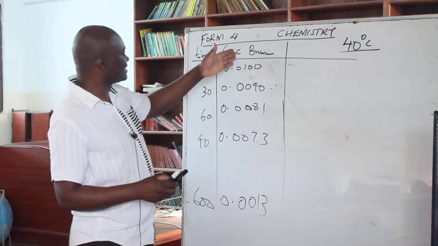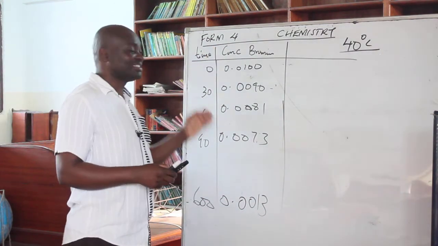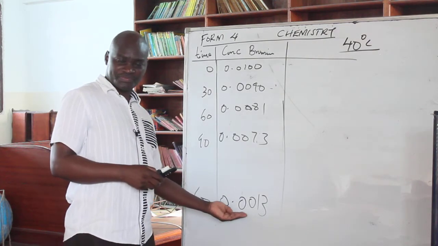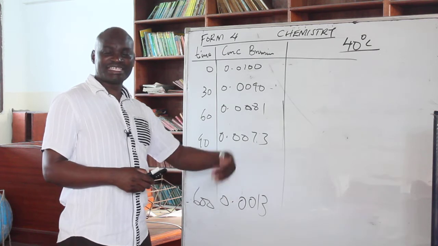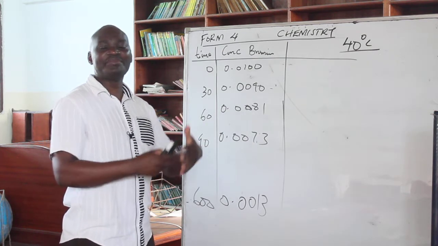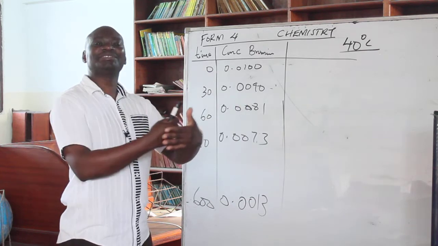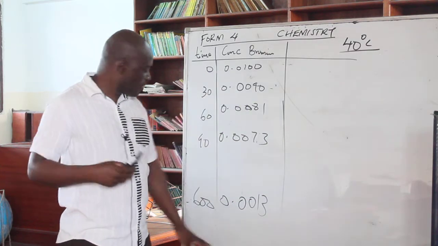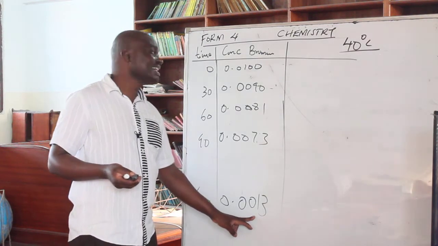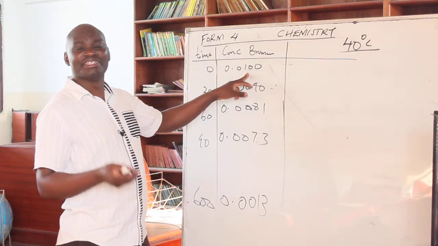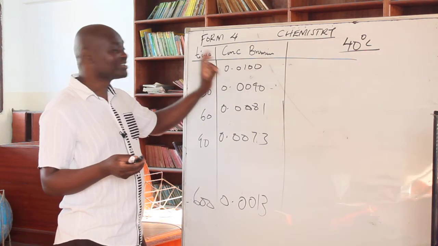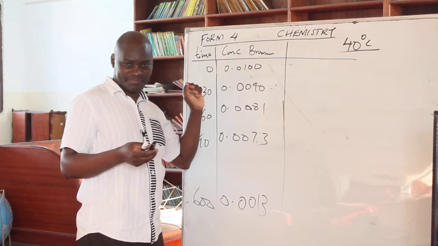So what can you note? As the concentration decreases, the time also increases. Meaning when the concentration is low, the reaction proceeds at a slower pace, and therefore the time taken will be longer. It takes longer for the reaction to be complete when the concentration is low. It takes a shorter time for the reaction to be complete when the concentration is high.